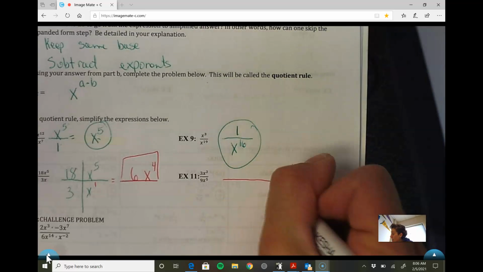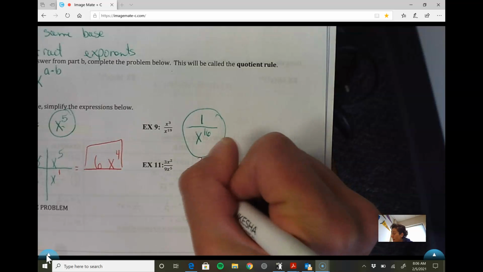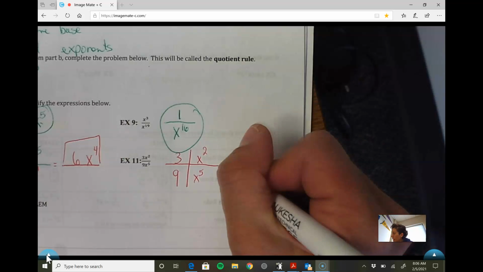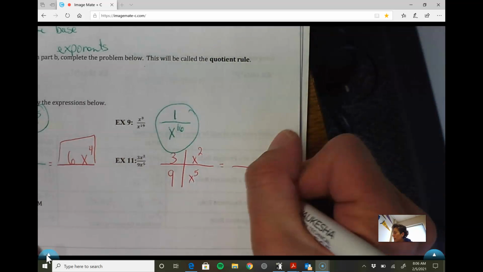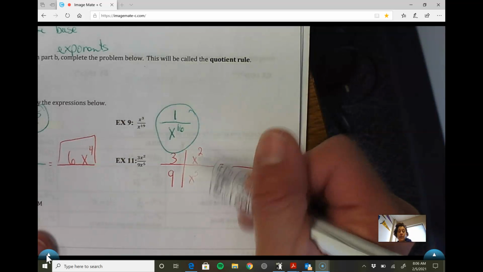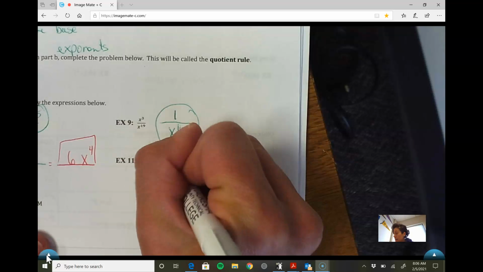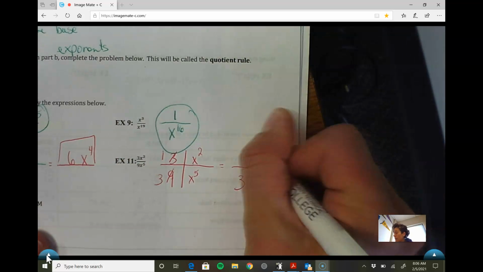All right, last one. So again, I'm going to put my coefficients in one room and my x's in the other room. And now when I go to subtract the x's, 5 minus 2 is 3. I will have those 3 x's in the denominator. And then again, I want to think of this as 3/9. In 3/9, we would find a common number to divide out, which is 3. So when you divide each of these by 3, you're left with 1/3.